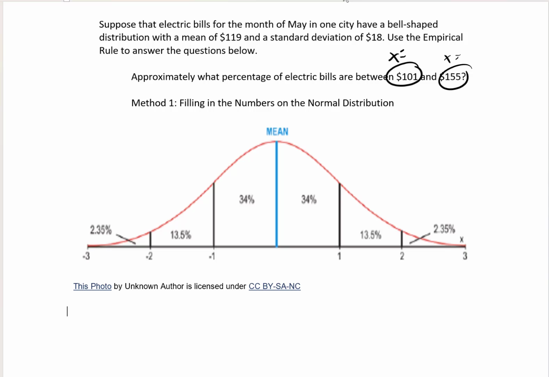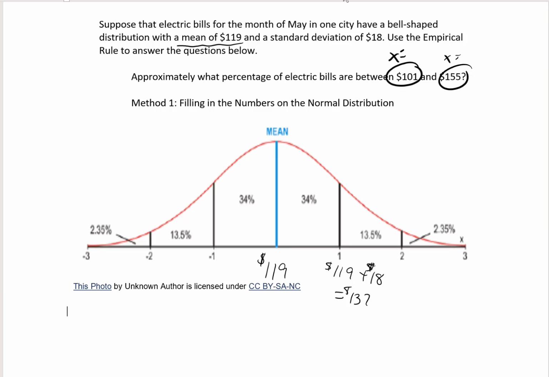So to do this, you start out by putting your mean on the graph. Our mean, in this case, is $119, and the mean is always in the middle. As we go to the right of the mean, we're going up, so we add that standard deviation every time. One standard deviation above the mean is $119 plus $18, which is $137.